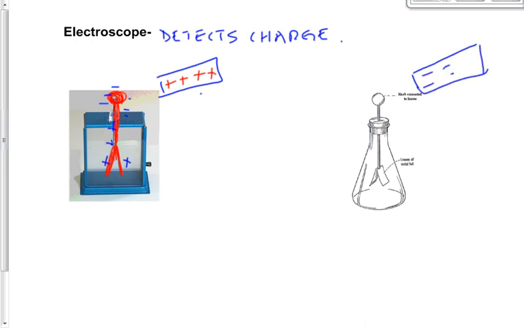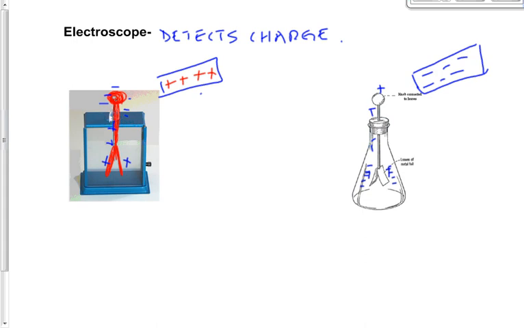Here's another version of the electroscope. It works exactly the same way, though. Bring a negatively charged object nearby. What happens to the positives here? Nothing. What happens to the negatives? They all get pushed down into the leaves. What happens to the leaves now? Now the leaves are negative instead of positive. They get pushed away from each other.